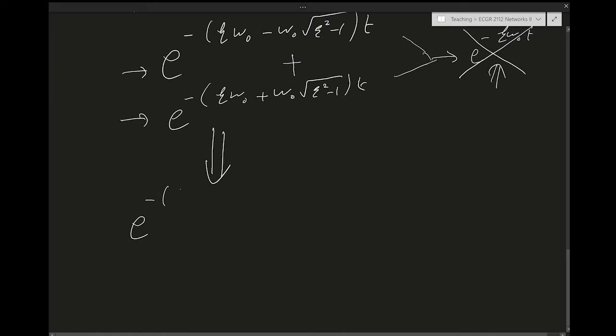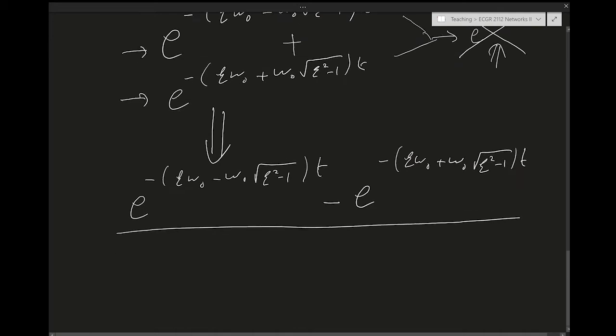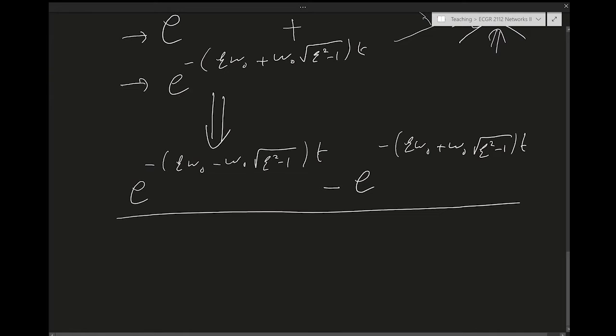So this is going to be e^(-ζω₀t - ω₀√(ζ²-1)t) minus e^(-ζω₀t + ω₀√(ζ²-1)t), and then I want to divide it by a constant of my choosing. I'm going to choose a special constant, and it will be apparent why I chose it later, but it's just a matter of choice. I can choose any constant. I'll choose 2ω₀√(ζ²-1).